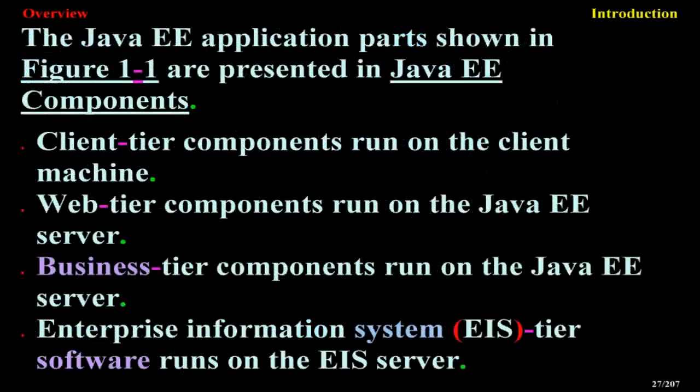The Java EE application parts shown in Figure 1-1 are presented in Java EE components. Client tier components run on the client machine. Web tier components run on the Java EE server. Business tier components run on the Java EE server. Enterprise Information System (EIS) tier software runs on the EIS server.